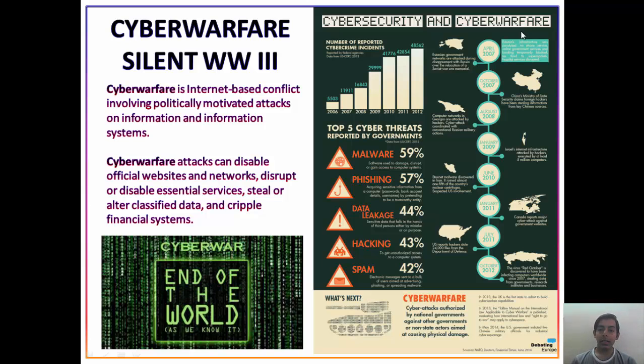Alright, now you can see here what are the statistics of cyber warfare. So these are basically cyber warfare conducted by different countries in the timeline shown here, and below you can see that cyber warfare is basically cyber attacks authorized by national governments against other governments or non-state actors aimed at causing physical damage. Now you might not be able to see it because the font size is very small, so let me just read it out. In 2013, UK is the first state to admit to build cyber warfare capabilities. In May 2014, the US government indicted Chinese military officials for industrial cyber espionage.